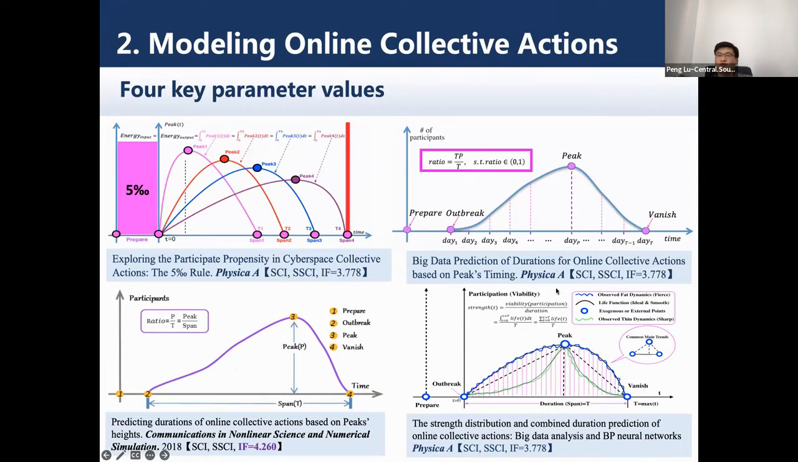The final parameter calculates the shape of the curve. If it is the standard value, it would be a triangle. If the value is larger than the standard value, it would be like this one, very fierce all the time. Otherwise, it could be this one, not very fierce, only at the peak days. So using these 4 parameters, we can predict the whole process of online collective actions.